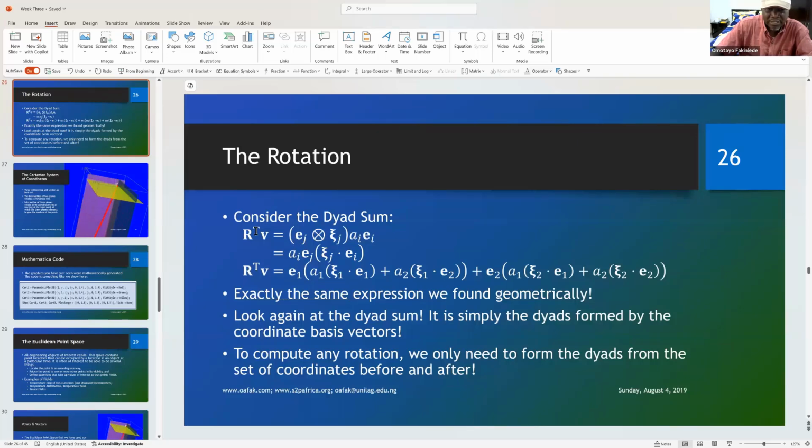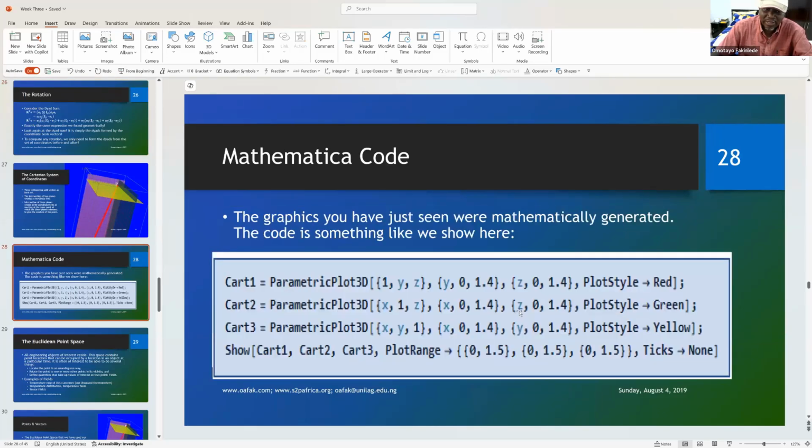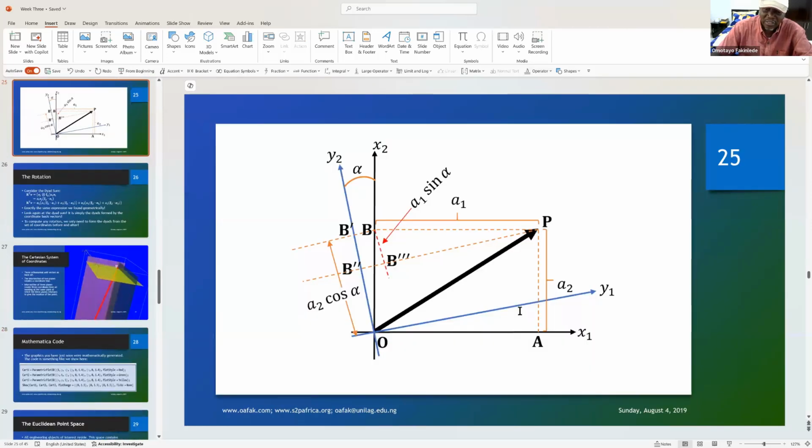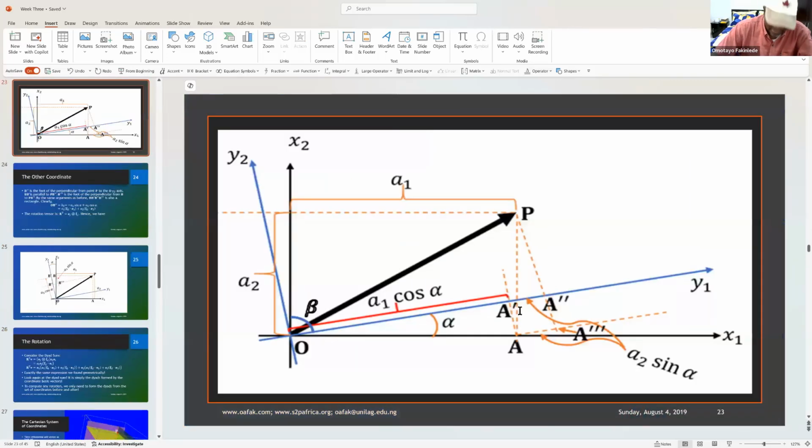This one now is the transpose of it, the other way around, because if it was the correct thing, we would have said RV. This is the transpose of it. That means that if you are going from xi to E, that will be correct. If you are going from E to xi, it will be xi circle times E. So you can see that whether it is the transformation or the reverse transformation, it is the dyad that you use to get the answer.